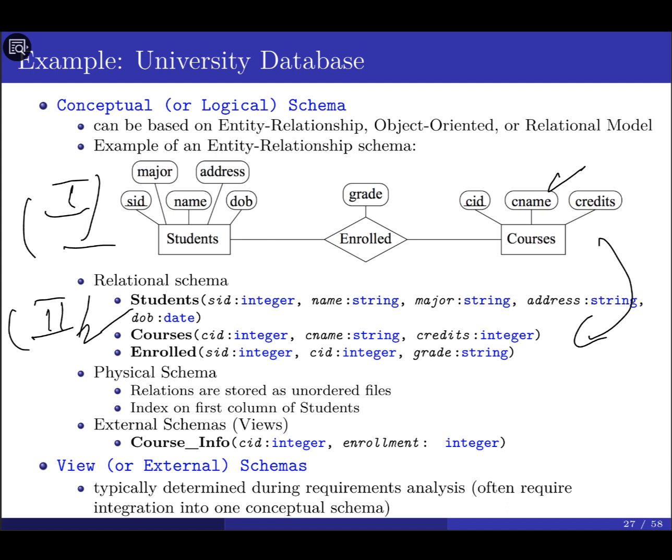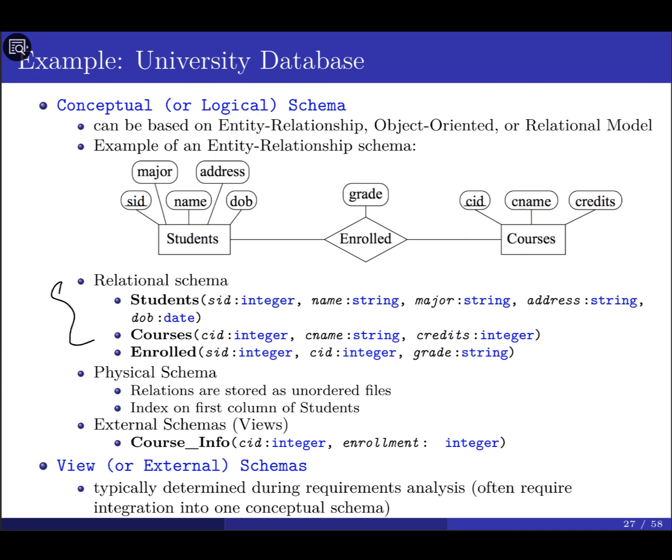Anyway, for enrolled, you see that you need to have the primary key of the student with the course ID, then the grade. So it looks like this: the student enrolled in this course, and this is the grade that the student got in this course. Okay, so what's the physical schema here? So this is how the conceptual, the logical schema looks like.